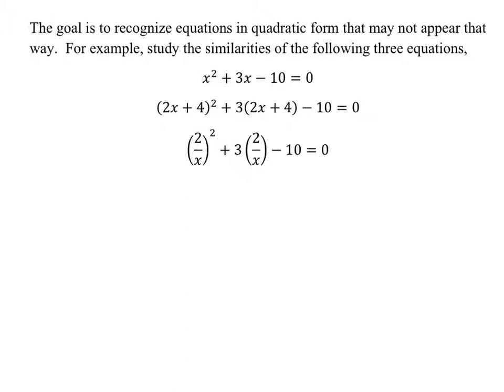Obviously, the first equation is very easy to solve. Not only is it easy to solve, but it's also factorable. I could factor the first equation into x plus 5, x minus 2. So the first one is really easy to solve. What do you notice about the next two? What do you notice about the next two equations?